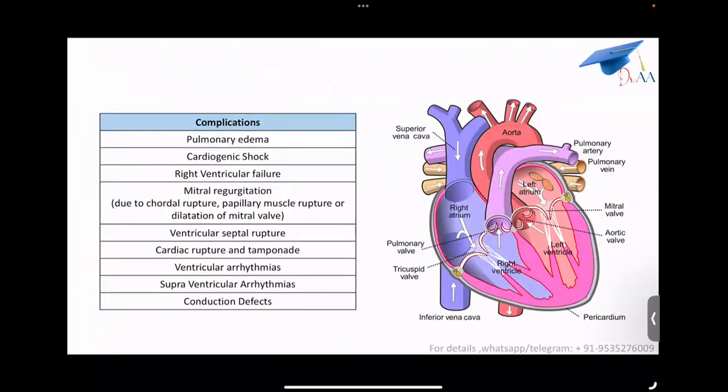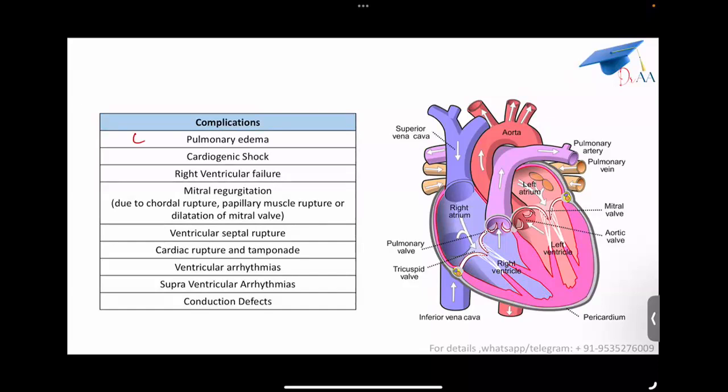So we're getting into complications here. Complications you need to remember. Why do I need to know complications? If someone comes with a myocardial infarction, you need to be aware of these complications, because he can have any of these complications at any point of time and you can intervene immediately.